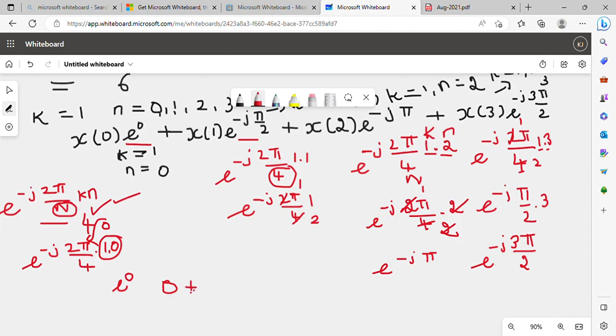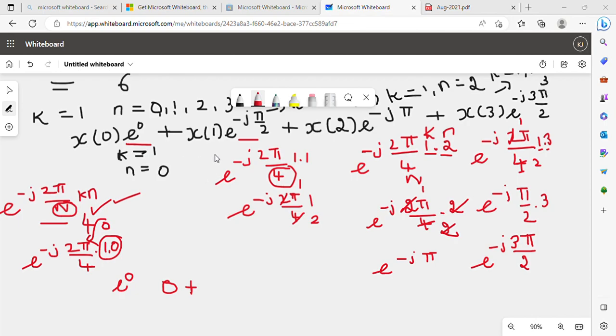So here it is e to the power of minus j pi by 2. Let me take the calculator. Where is e to the power? It is on top of the natural logarithm. So I have to click on shift and then again this. So you get e to the power of minus j pi by 2.